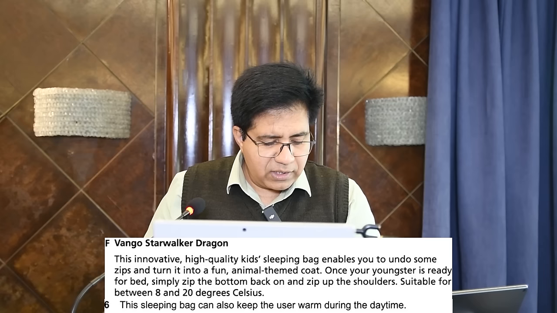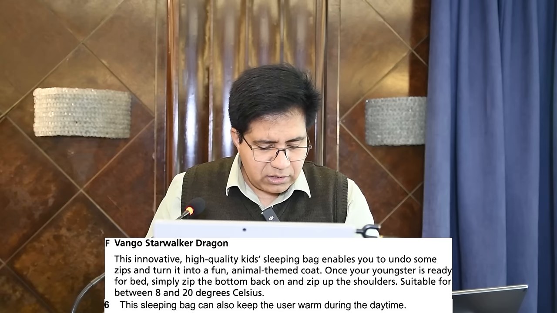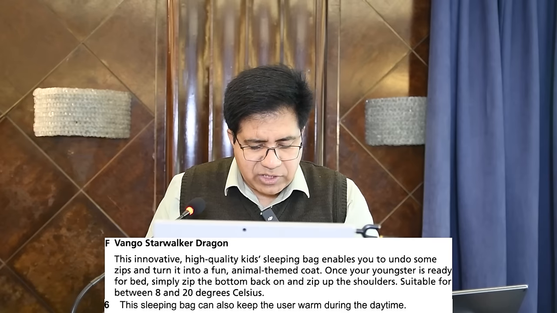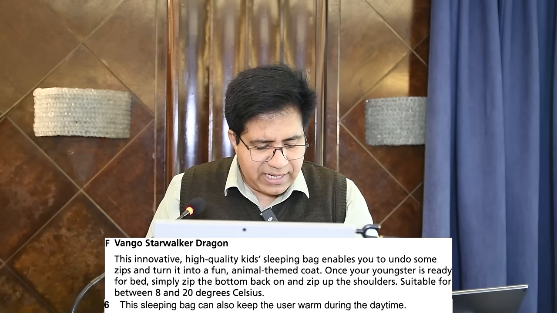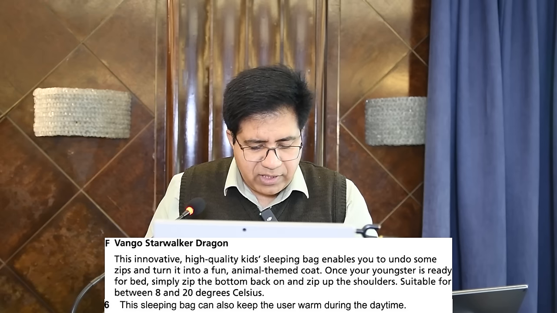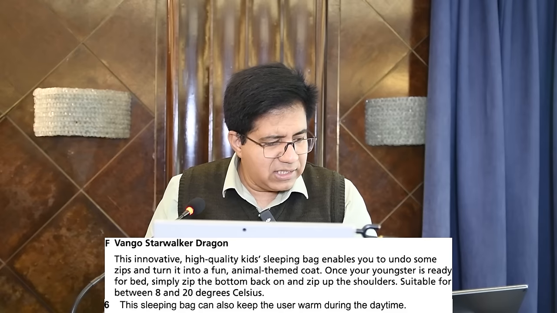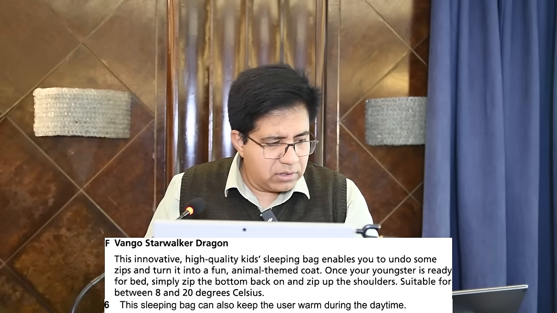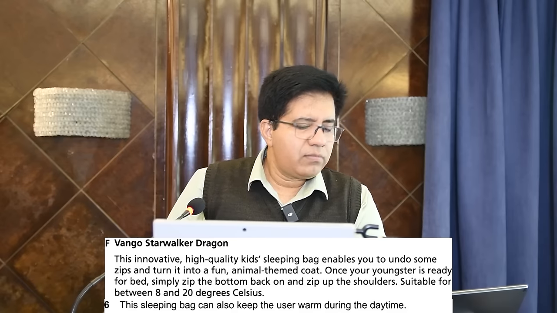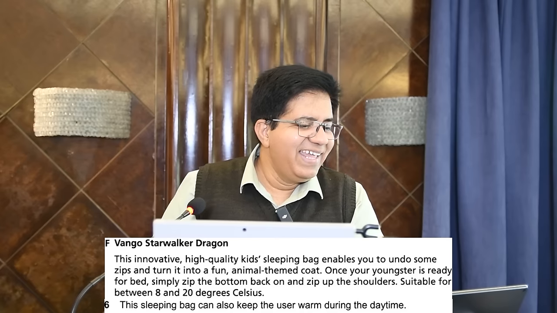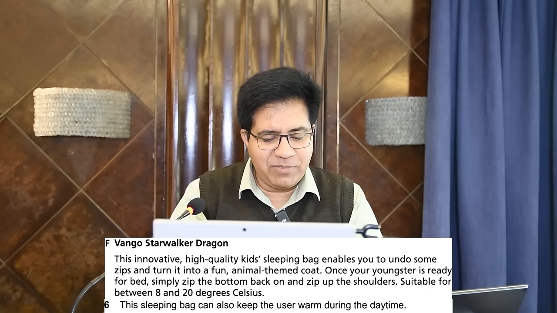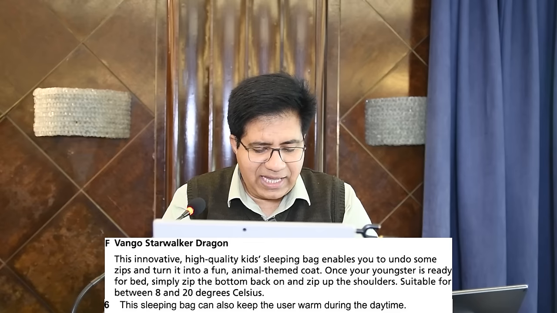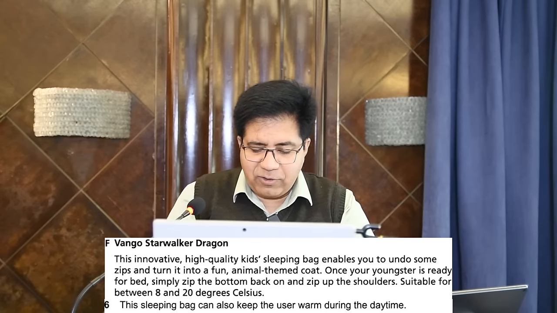Where have they mentioned daytime? No, they haven't mentioned. Yeah, innovative high quality kids sleeping bag enables you to undo some zips and turn it into fun animal themed coat. Okay, once your youngster is ready for bed. Okay, animal themed coat. All right, okay. That's right, Umar Maiman. You are saying animal themed coat because you can wear the coat during the daytime. All right, okay, that's fine. Now, basically, the question, yeah, that's right.